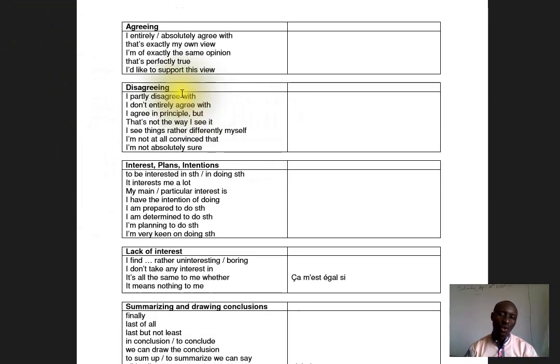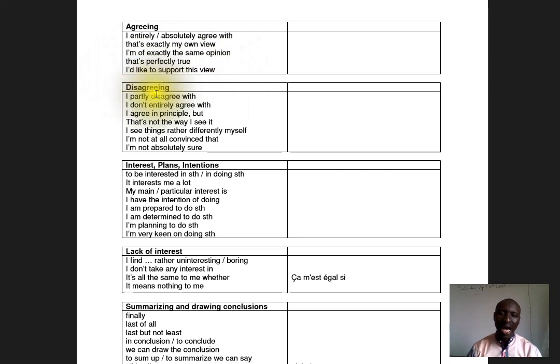Alright, you want to agree on something, how can you deal with it? Agreeing: I entirely agree with, or I absolutely agree with. That's exactly my own view. I'm of exactly the same opinion. That's perfectly true. I'd like to summarize.